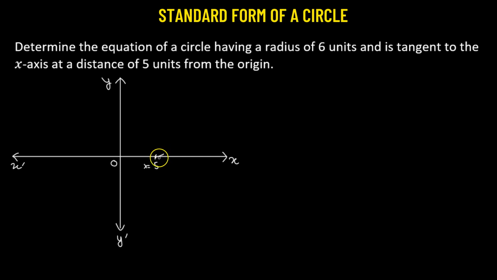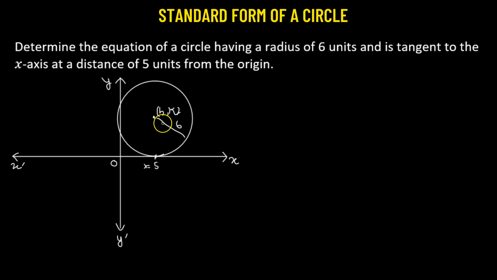Now since the radius of the circle is 6 units, it's definitely going to intersect the y-axis as well. So here we have the circle. So let's consider the center of the circle to be (h, k). And its radius is given. So the radius of this particular circle is 6 units. Our task will be to determine the equation of this circle.